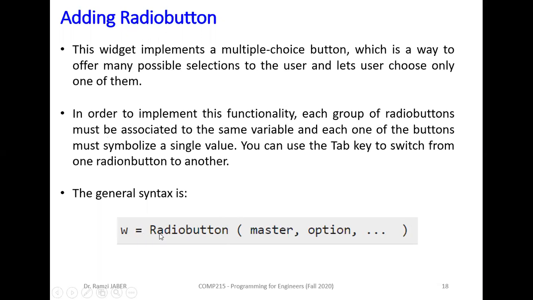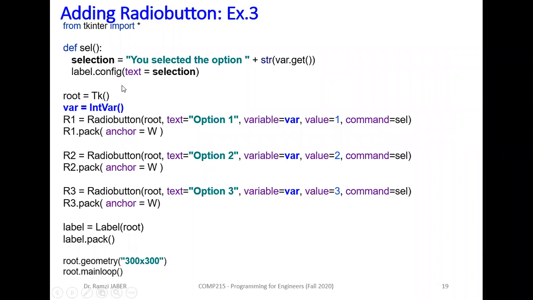The syntax will be W equal radio button, master, option. We will see how. This is an example: from Tkinter import star. We have here a definition function, leave it to the end. So root equal Tk, variable equal IntVar, only one variable. r1 equal radio button, root, text option 1, variable equal var. We call it first button to the var, value is equal to 1.